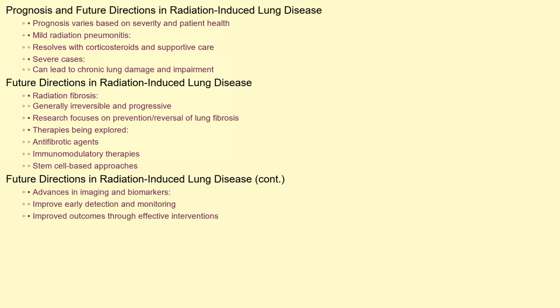The prognosis for radiation-induced lung disease varies depending on the severity of the condition and the patient's overall health. Mild cases of radiation pneumonitis often resolve with corticosteroid treatment and supportive care. However, more severe cases can lead to chronic lung damage and significant functional impairment. Radiation fibrosis is generally irreversible and can progressively worsen over time.